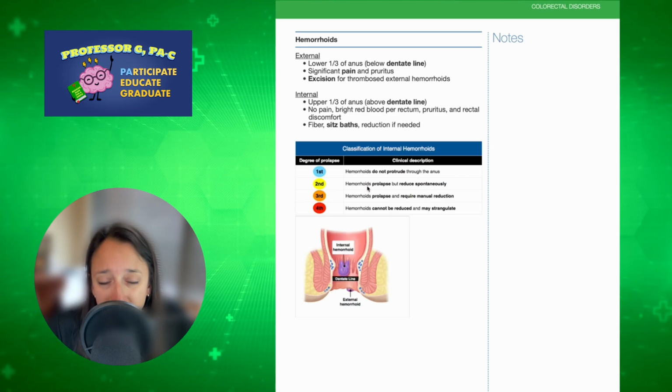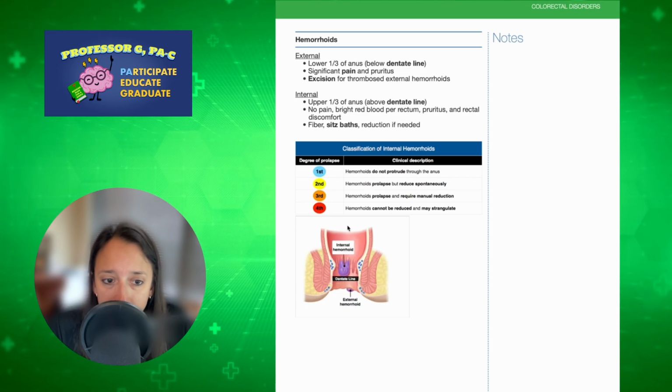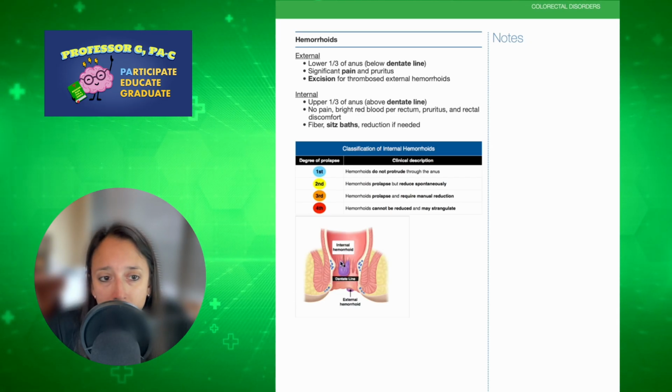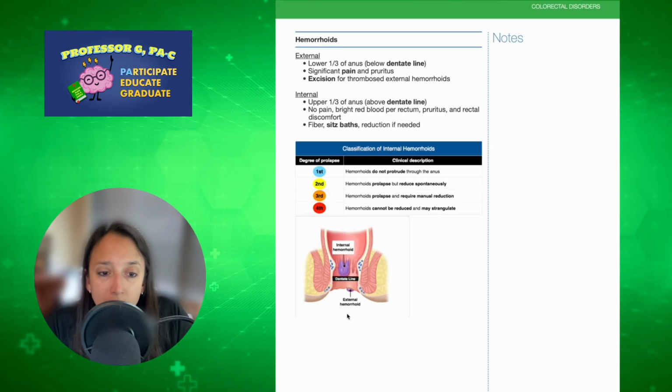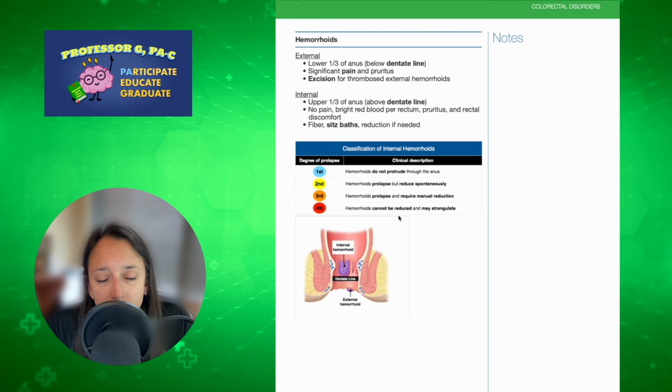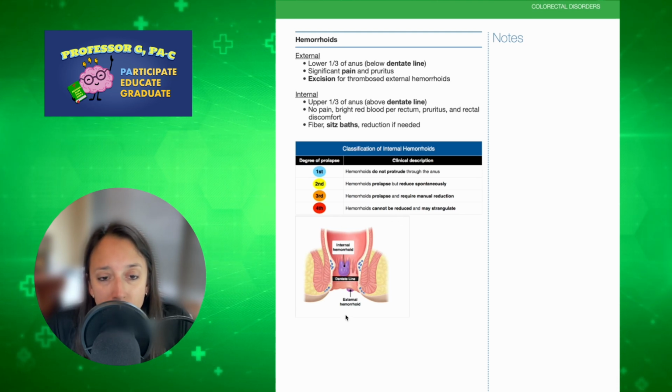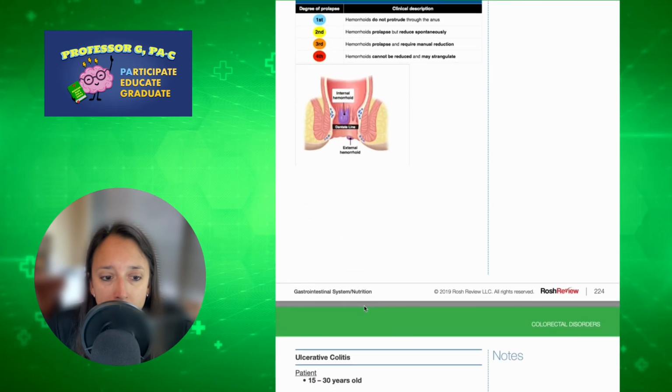Second degree would be those that can prolapse, but they reduce spontaneously. So they kind of peek their head out, but they go back in. Third, they peek their head out, but they have to be manually reduced. So they have to push them back up in. And fourth, they poke their head out and they cannot be reduced. And these are prone to strangulation.